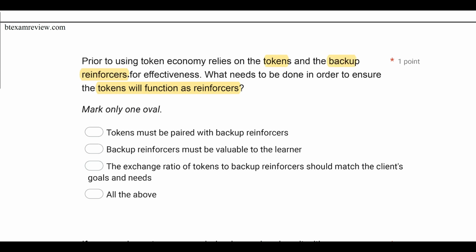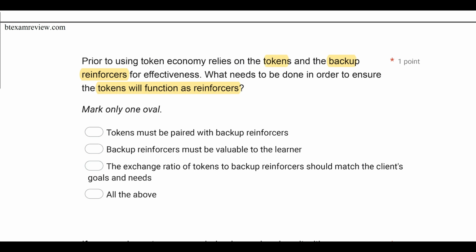So typically, or a lot of times, clients might exchange tokens for break. The tokens will be our generalized reinforcer. The break is the backup reinforcer. The backup reinforcer is what is earned in exchange for tokens. So how are we going to make those tokens function as reinforcement?